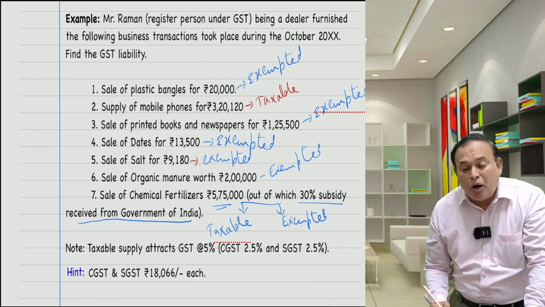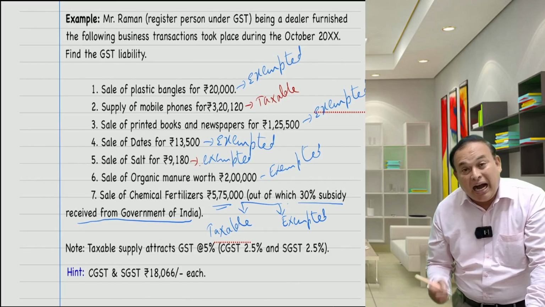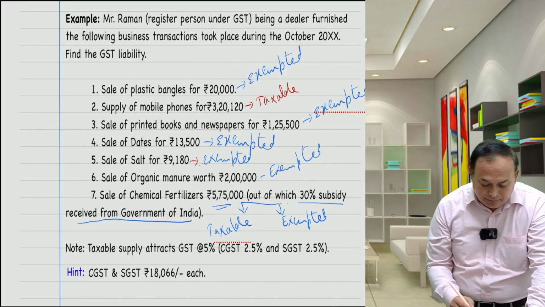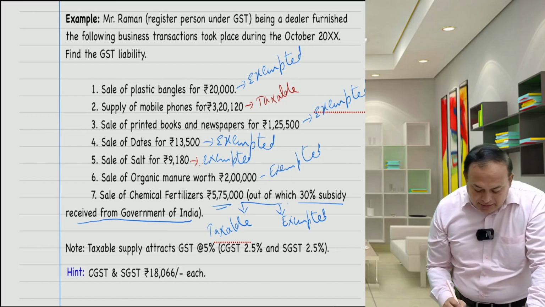Section 15, Section 2, Clause Z. Subsidy directly related to product. Other than government subsidy, only add in the value of taxable supply. Why taxable?